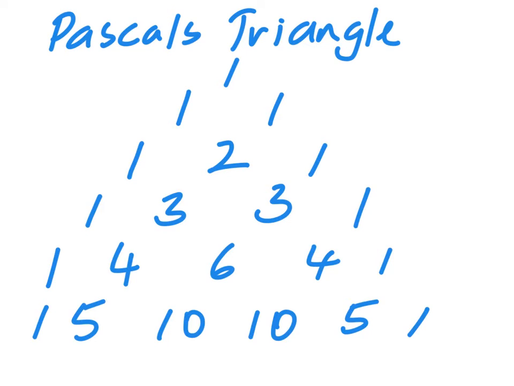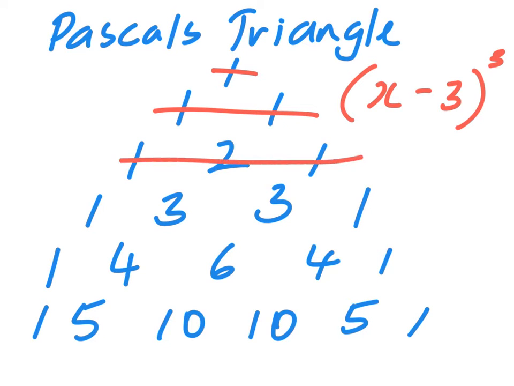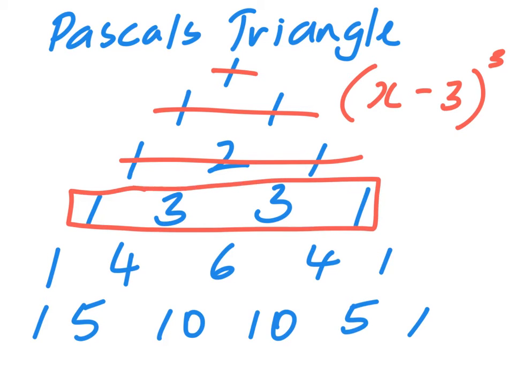That's Pascal's triangle. Now here's how we're going to use it. If I want to expand, say, x minus 3 to the power of 3, here's the first line, here's the second line, here's the third line. Now I have to drop down one further, okay? If I wanted to expand to the power of 3, I have to go to the fourth line. So this is the line I'm going to use. Remember, my numbers are 1, 3, 3, 1.